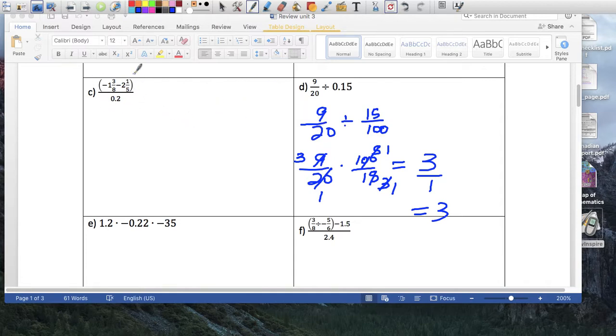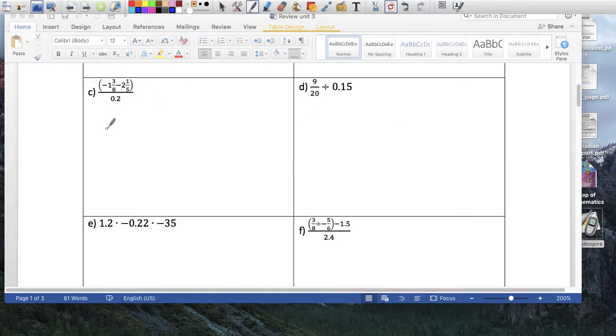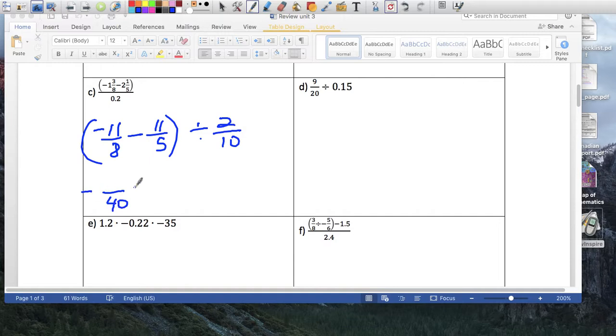Here I have to subtract the two fractions in the numerator and then divide, so let's start changing things. Okay, so 8 times 1 is 8, plus 3 is 11, so I get negative 11 over 8, which I'm going to minus. 5 times 2 is 10, plus 1 is 11, 11 over 5, right? And I have to do that first, and then divide by 0.2, which is the same thing as 2 over 10. So let's subtract that. So LCM is 40, don't forget the minus sign, minus 40 over here. 8 times 5, so top is 55. 5 times 8 is 40, so the top is 88. And then divide this whole thing by 2 over 10.